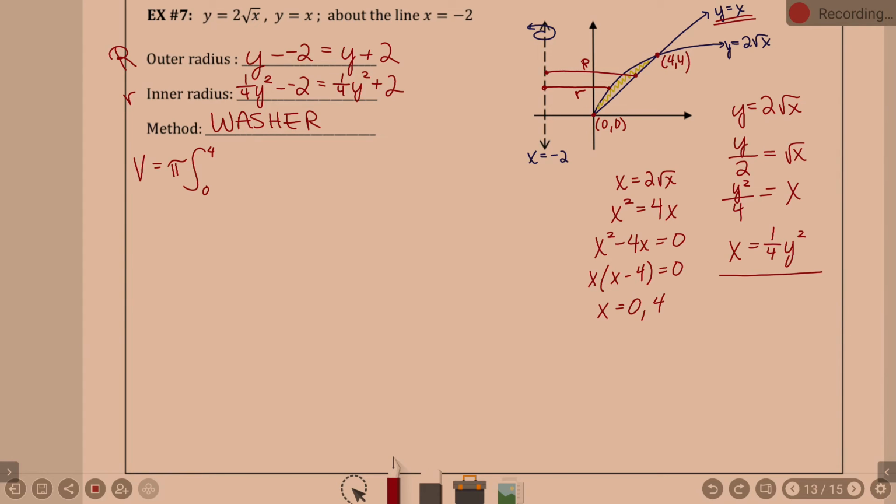Okay. So, if I take the cleaned up version, y plus 2 squared minus 1/4 y squared plus 2 quantity squared times dy.